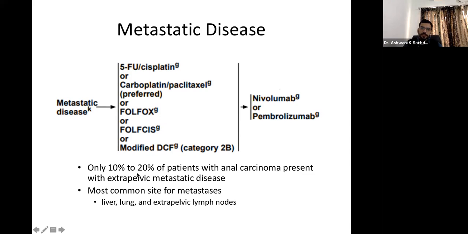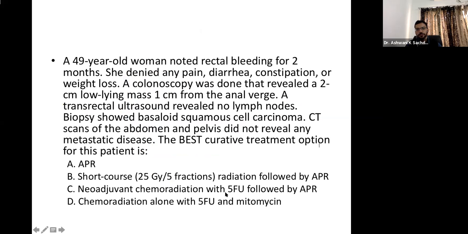So, metastatic disease develops in about 10 to 20% of patients with anal carcinoma, and the most common sites of metastasis are liver, lung, and extrapelvic lymph nodes.